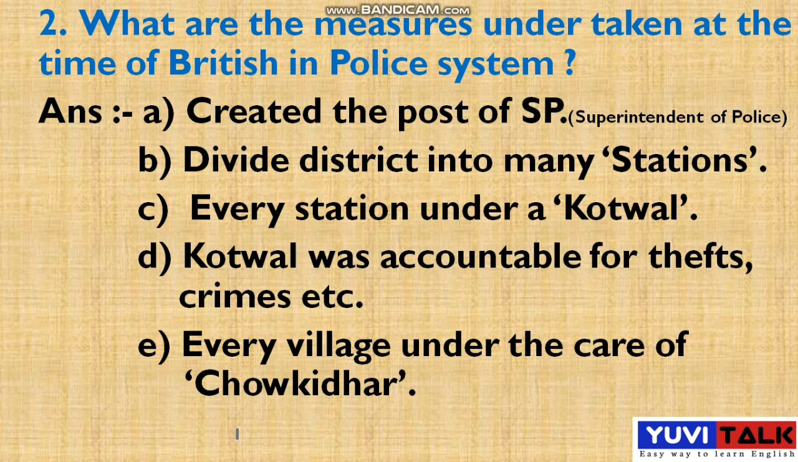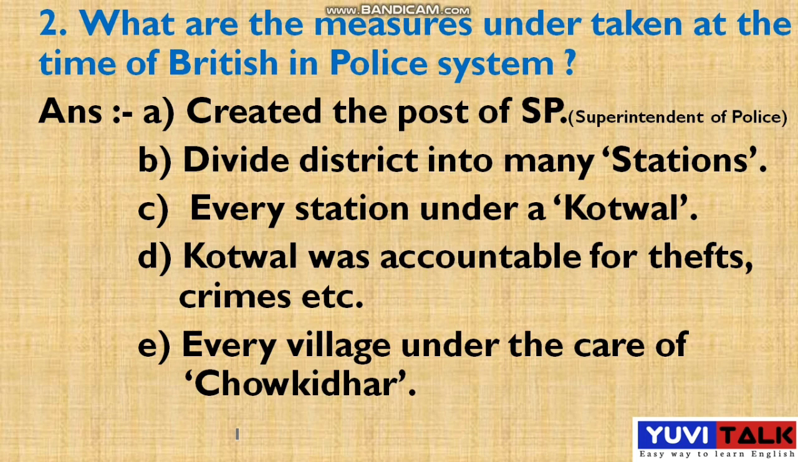Next, they divided the district into many stations, and every station was under a kotwal. So each and every station has one kotwal. That kotwal only manages that station. Next, the kotwal was accountable for thefts, crimes, etc. And next, every village was under the care of a chowkidar. So villages are managed or supervised by the chowkidar, and after the chowkidar we find the kotwal. So the kotwal is in every station, and these stations come under the district, and in every district you find the SP, superintendent of police. So these are the systems brought by the Britishers at that time.